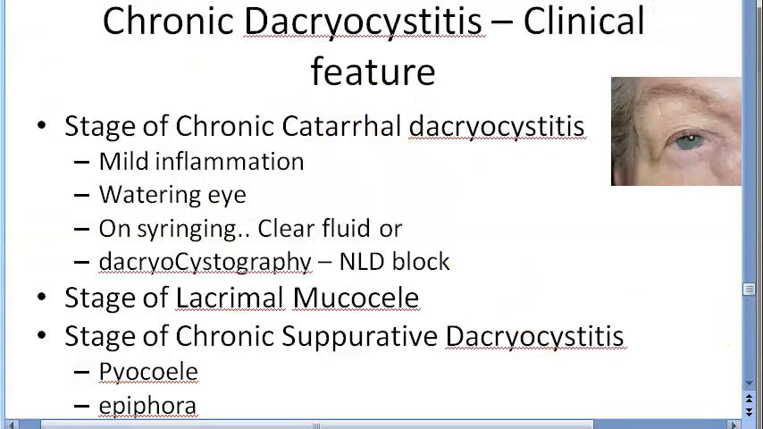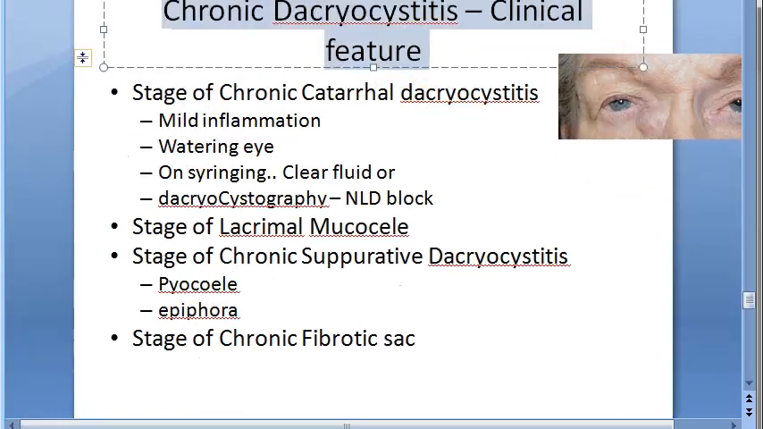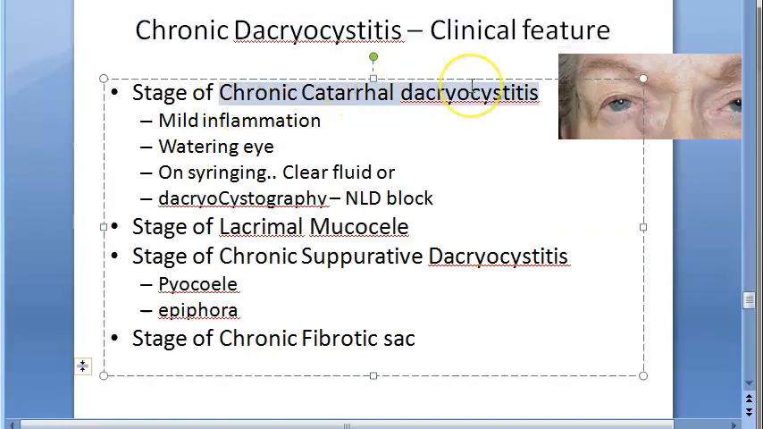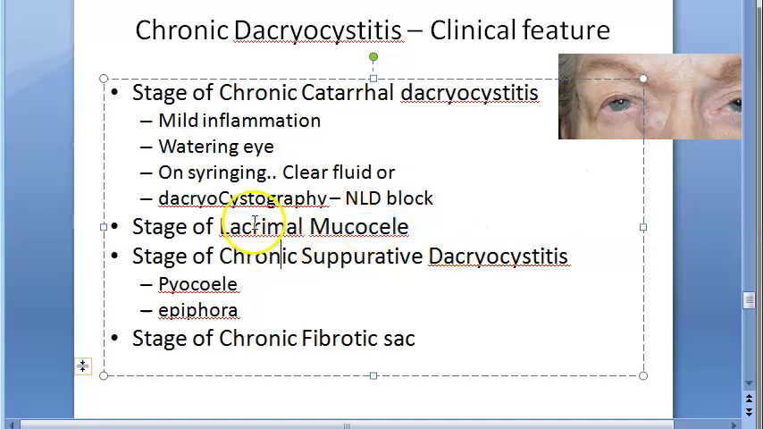Then we saw the clinical features of chronic dacryocystitis, with four stages. First, chronic catarrhal dacryocystitis, where there is watering eye and no infection at this point. Then a lacrimal mucocele; if the canaliculi get blocked, it will be an encysted mucocele. Still no infection. When infection sets in, it becomes suppurative, a pyocele, and if the canaliculi are blocked, an encysted pyocele. There is epiphora because the outflow is blocked. Then you have the chronic fibrotic sac.